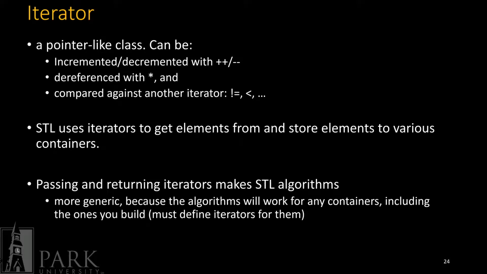Using iterators makes the standard template library algorithms more generic because the algorithms will work for any containers, including the ones you build, provided you define proper iterators for them. Finally, it's also more efficient. By passing and returning iterators, you don't need to copy a whole container object, just like the difference between a reference parameter and a value parameter.